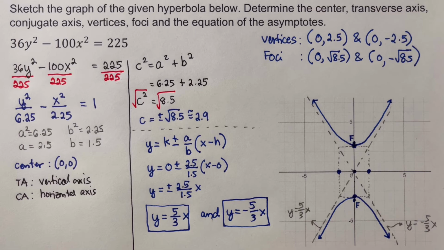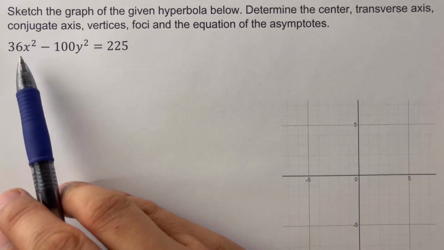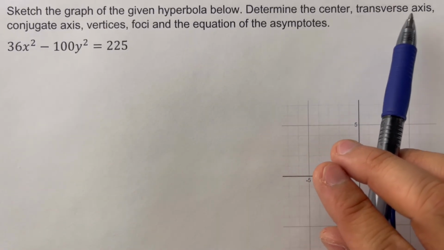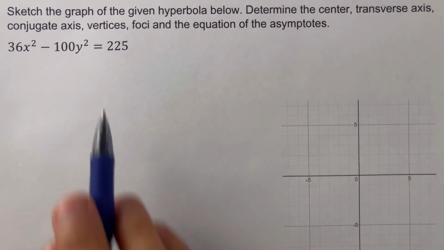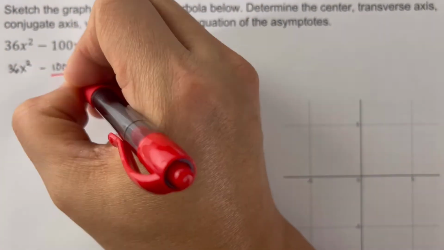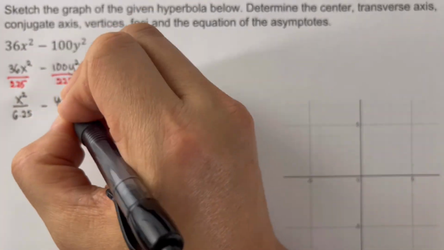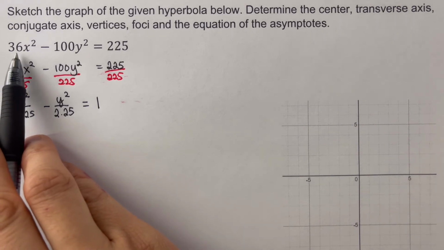Now let's move on to the next example. In this example, we're supposed to sketch the graph of the given hyperbola below, and determine the center, the transverse axis, the conjugate axis, the vertices, the foci, and the equation of the asymptote. So we can go ahead and divide both sides by 225 so that we get 1 on the right side of the equation. I'm just going to show the work up here. Okay, so this is the standard form of the given hyperbola.